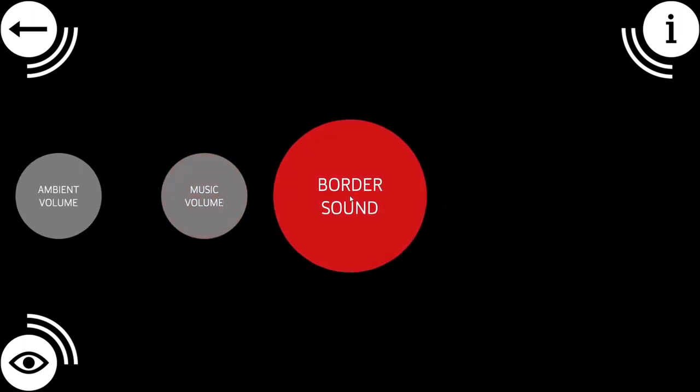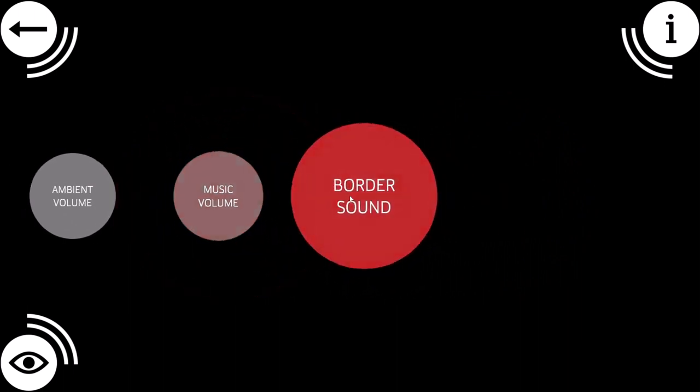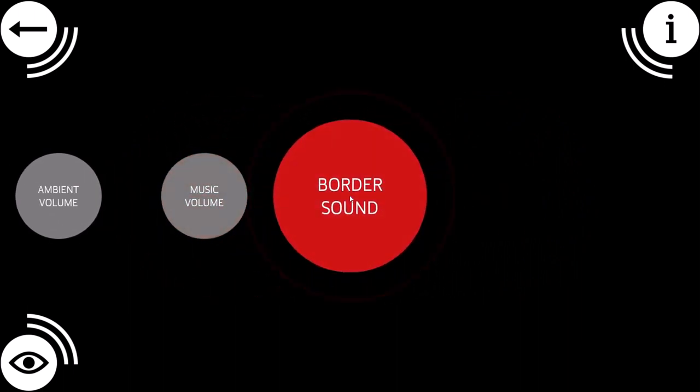Border sound on. Border sound off. Border sound on. Music. Okay, border sound on. So now everything is done. Now I'm pressing the escape key to go back.